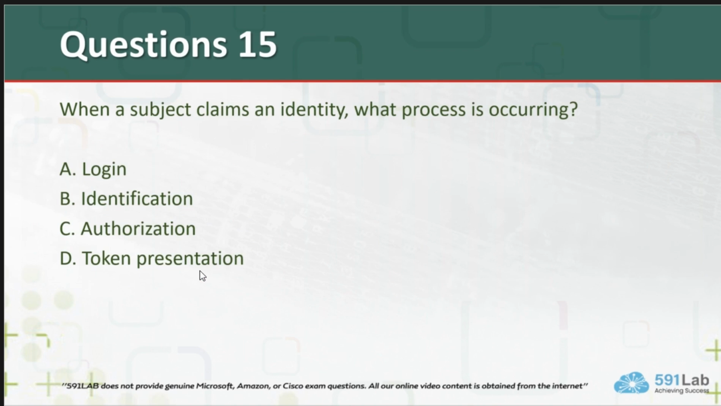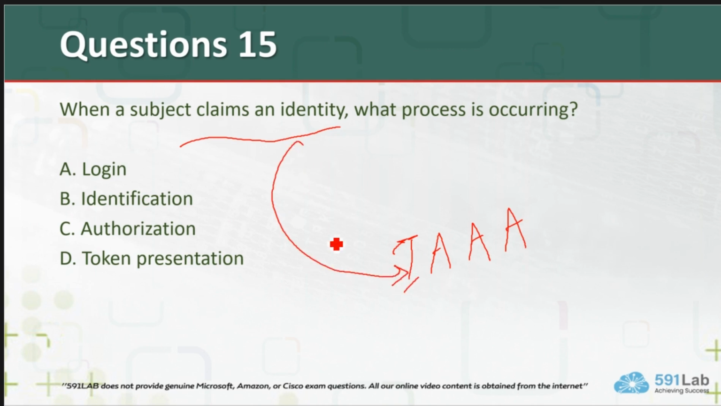Last question. When a subject claims an identity, what process is occurring? Login, identification, authorization, or token presentation? So again, this is associated with the previous explanation I just did. Claiming an identity is associated with identification, which stands for the I, as we have discussed earlier. So the answer for this one is B.